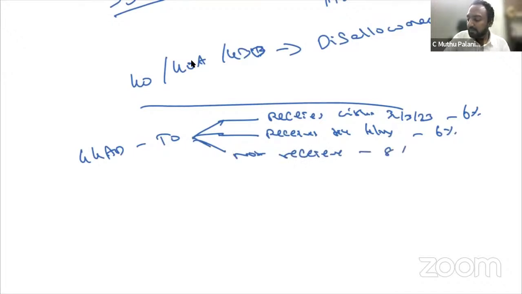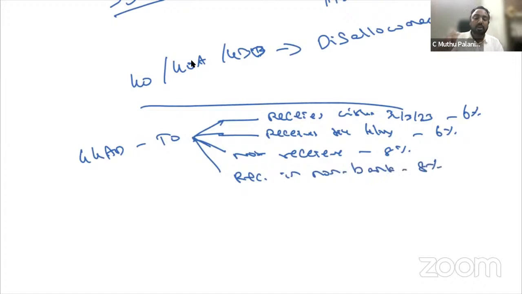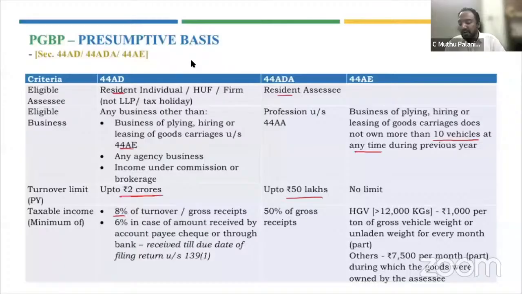Not received till the filing date, it is 8%. And received in non-bank mode, this is also 8%. So you have to split your turnover into 4 categories: received in non-bank mode, received by 31st March 2023 through banking mode, received within the filing due date through banking mode, and not at all received. So you have to apply that 8 and 6% accordingly and calculate 44AD.